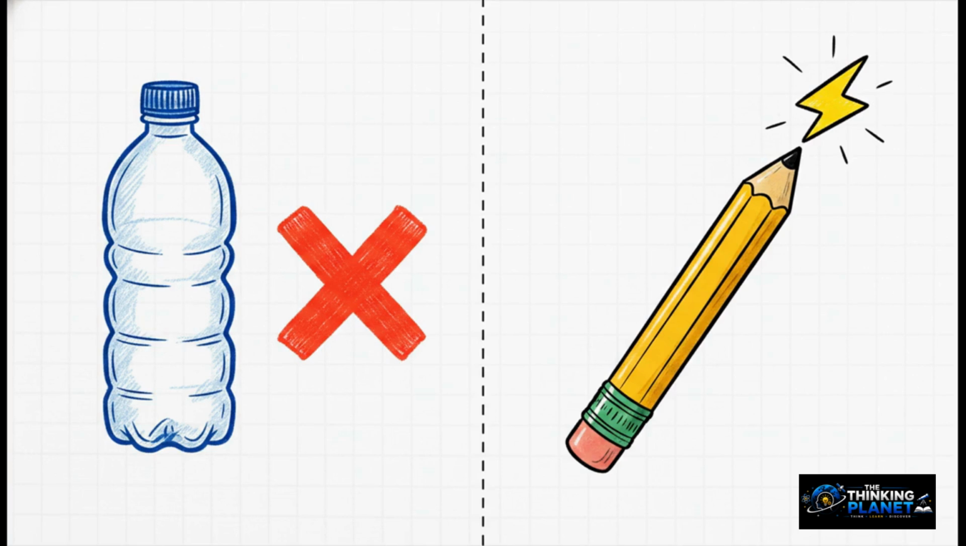But there is one huge exception. Carbon, specifically in the form of graphite, can actually conduct electricity. And where do you find graphite? Right there inside your pencil. Yep, pencil lead is a nonmetal that conducts electricity. Don't let them trick you with that one.